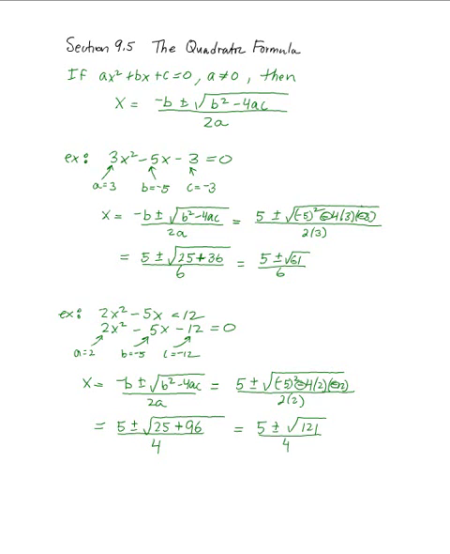So what I would do now is I would write two answers. X equals 5 plus 11 over 4, or x equals 5 minus 11 over 4. And that's what I meant when I said if the square root comes out to be a nice number, write it down and simplify it. Let's see, 5 plus 11 is 16. 16 over 4 is 4. So there's one answer, x is 4. And my answer over here, 5 minus 11 is -6. -6 over 4, I can reduce that to -3/2.